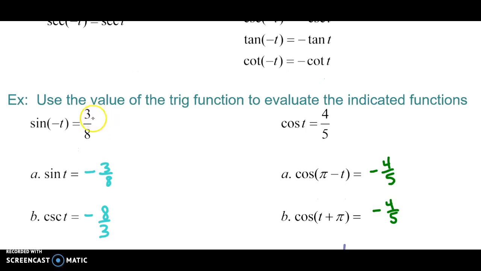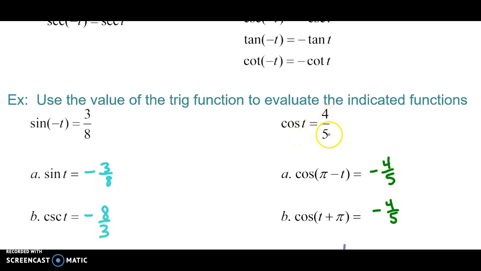All right, so I would imagine that this first example is fairly simple. For sine of t, we're just using our identities about even and odd trig functions. So sine of positive t is negative 3/8. And knowing the relationship between sine and cosecant of t, we know that this would be negative 8/3. Not too bad.